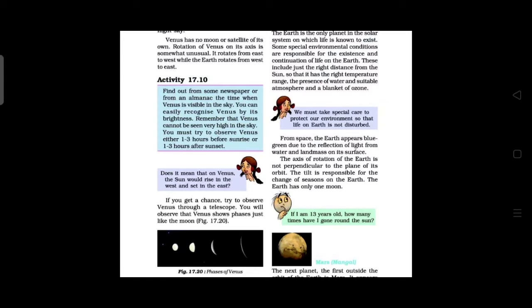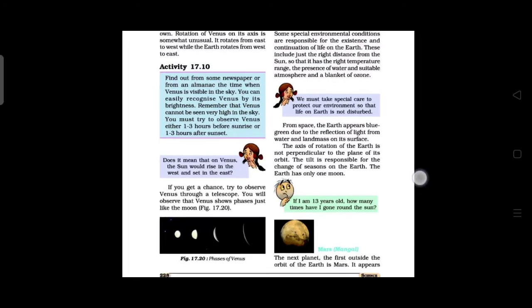Okay, then the tilt is responsible for the change of seasons on the earth. The earth has only one moon. Okay, then about Mars, Mangal.